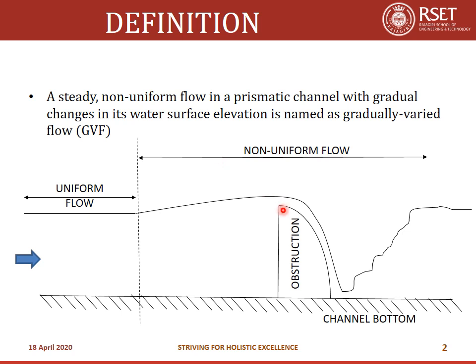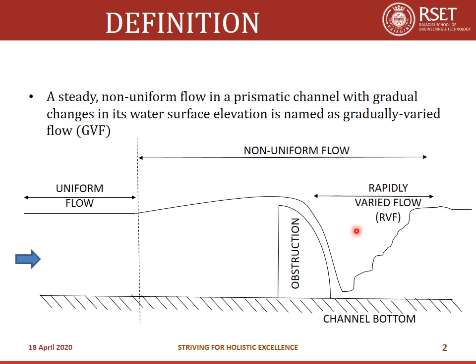Now there are two portions to this non-uniform flow. If you look at this portion where the hydraulic jump is getting formed, you can see that within a very short distance, that is within a very short length of the channel, the depth of flow is varying abruptly. That is, from a small depth here to a very high depth over here. All this is happening over a very small length of the channel, and so this portion of the non-uniform flow is known as rapidly varied flow or RVF.